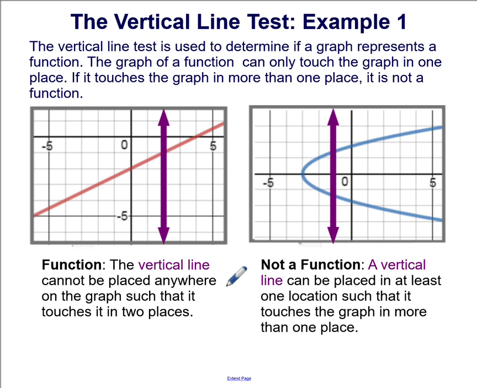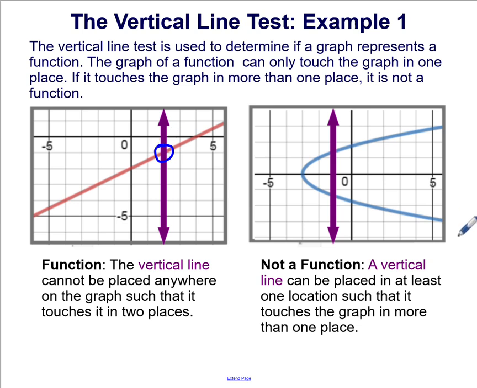So if I take this purple vertical line and move it from left to right, there's nowhere on this graph where it's going to touch more than once. It only touches the graph one time. However, over here on the right, this is not a function.